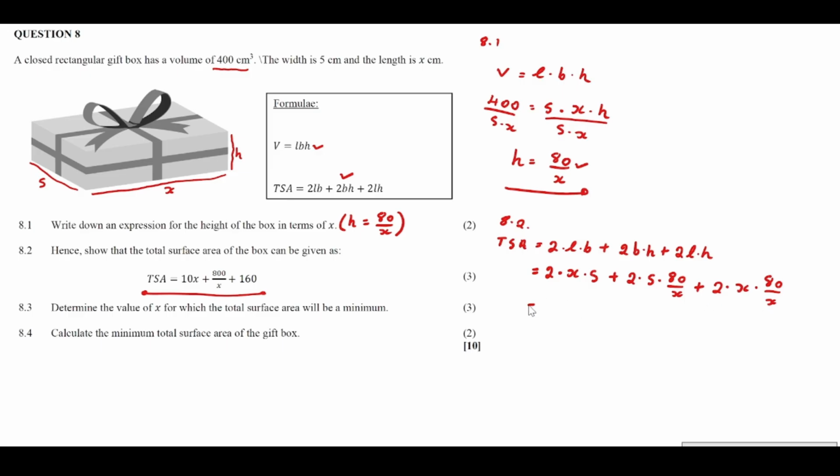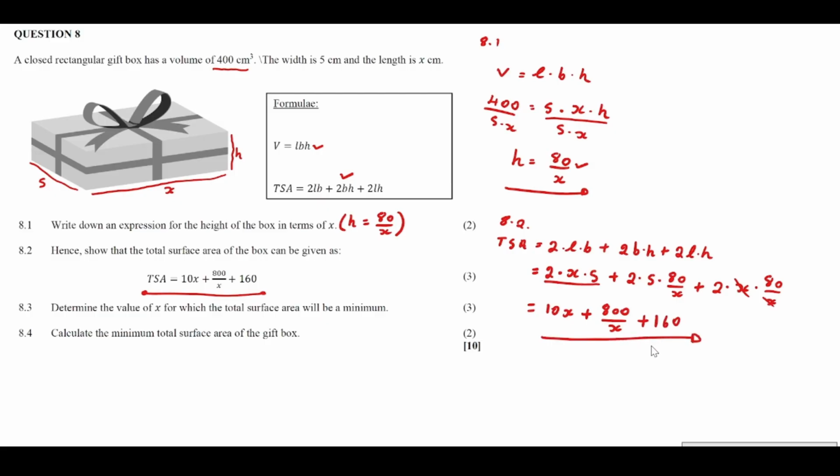Okay, let's tidy up our mess a little bit. So these ones here are going to be 5 times x times 2, which gives us 10x, plus, and then let's come here, 5 times 2, which is 10. 10 times 80 gives us 800. So we're going to have 800 divided by x, plus, now look at this one here, x and x, they're going to divide, and then 2 multiplied by 80 gives us 160.